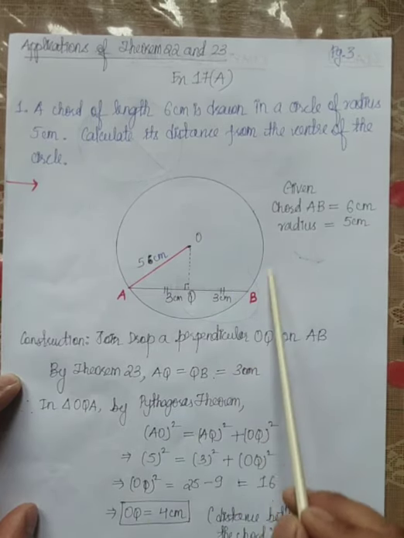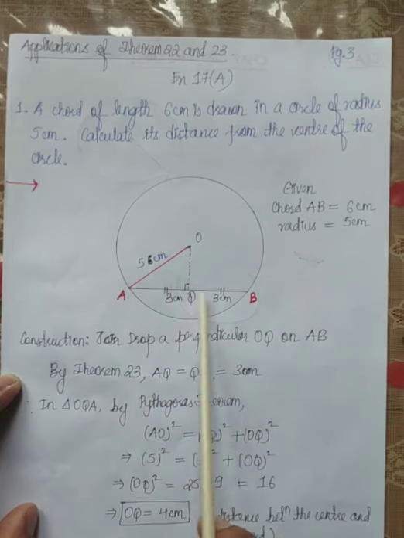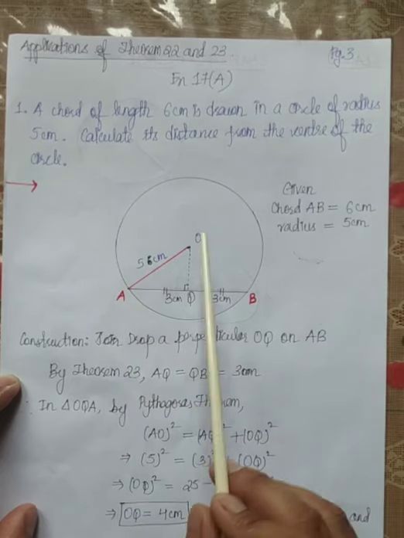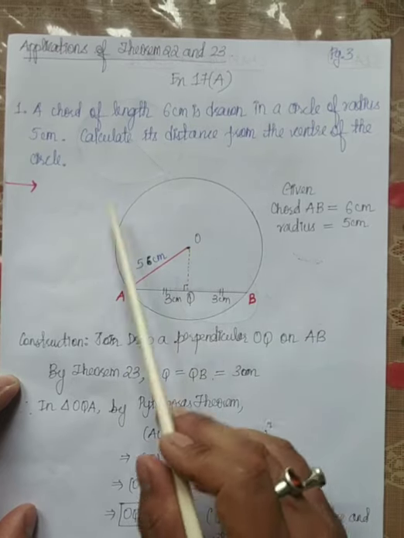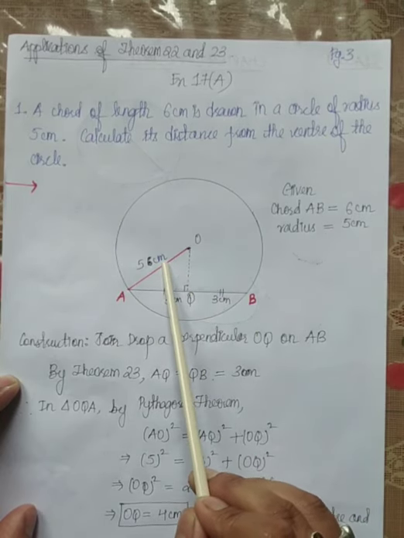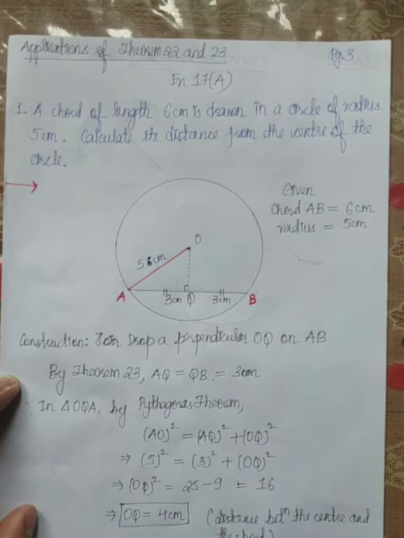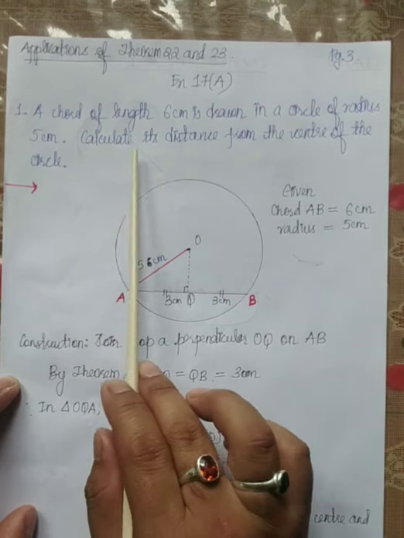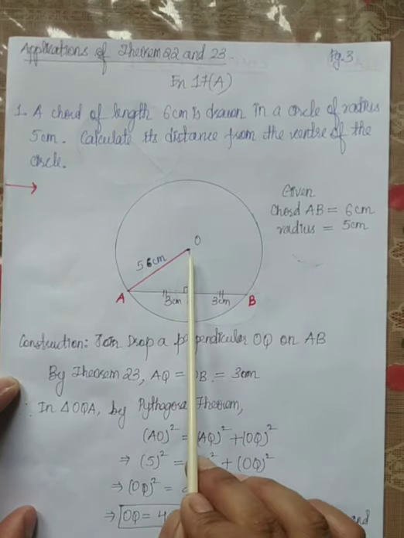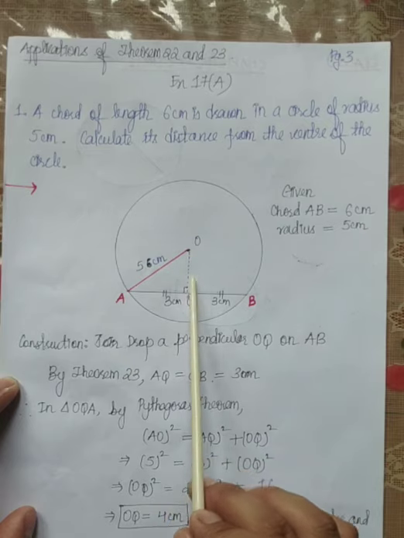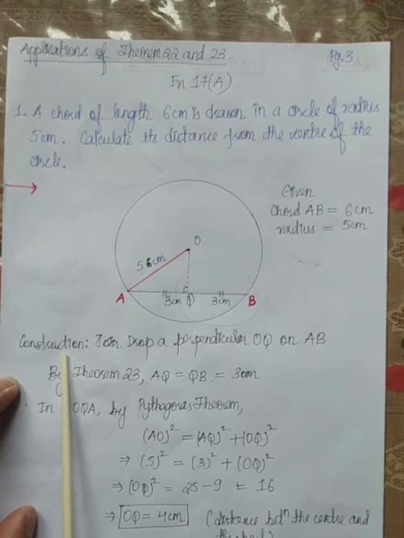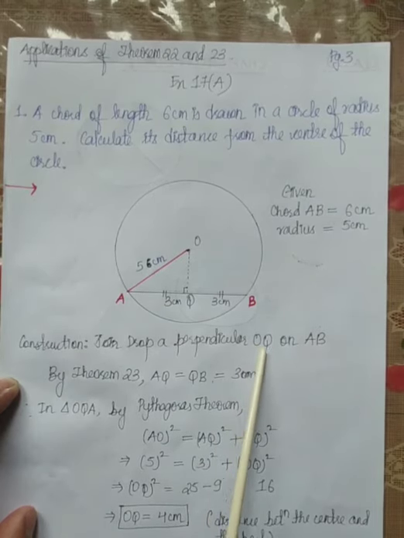Draw a circle and then draw the chord. This chord AB is 6 cm, and the radius is 5 cm. So circle, center, chord. From the center to the circumference it is 5 cm because it's the radius, and the chord is 6 cm. We are asked to calculate its distance from the center of the circle, that is, the distance between the chord and the center. We need to find OQ. So what we'll do is construction: drop a perpendicular OQ on AB.